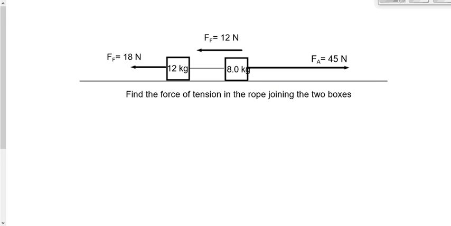This is real similar, different numbers, but real similar. We have two objects again. The system has a mass of 20 kilograms. Each individual object is 12 and 8. In order to find the force of tension in the rope that joins the two, this force right here, how hard the 8 pulls on the 12, what we want to do is analyze the system first, and then analyze the individual object next. So let's do the system.